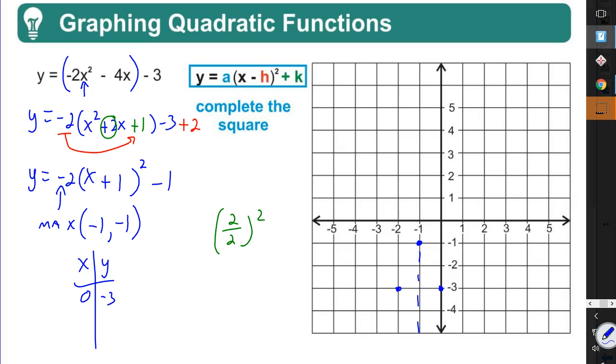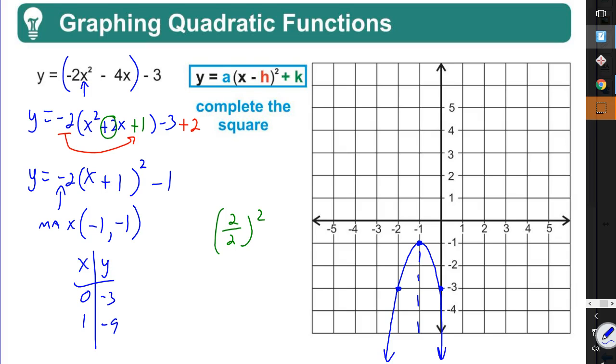I'm just about out of room, but normally I would do a 1. So 1 plus 1 is 2. 2 squared is 4. 4 times -2 is -8, and minus 1 is -9. And again, if I had more room, I would plot that point. But sure enough, here's where our parabola is going to be.